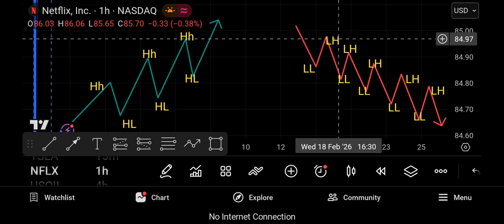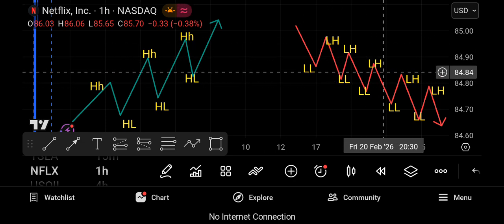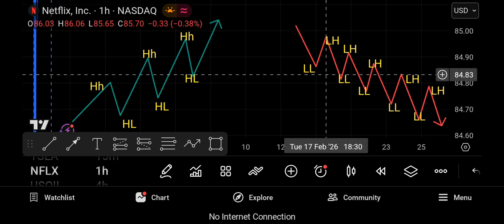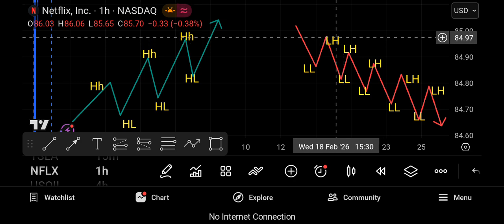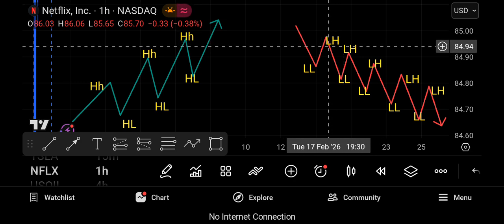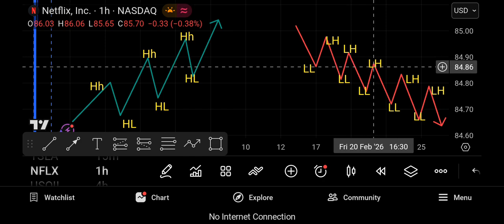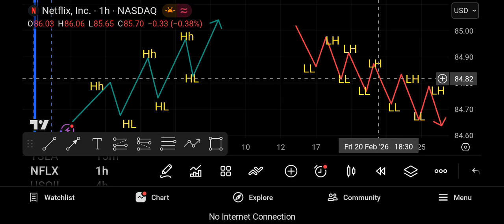Because it's in a downtrend, it is creating a lower low, higher low, lower low, higher low, lower low, higher low. And the reason why we call this one a higher low is because this high is higher than the previous high, and this low is higher than the previous low. That is why it's called a higher low.